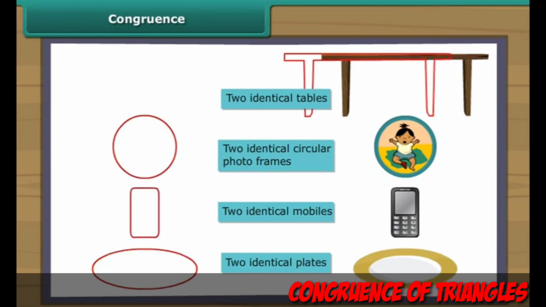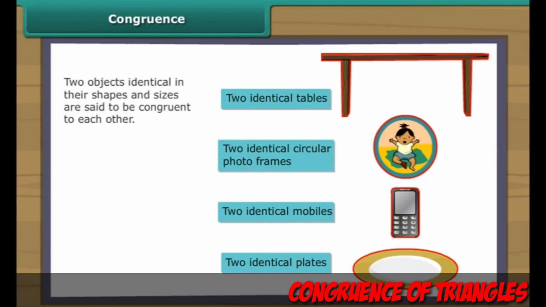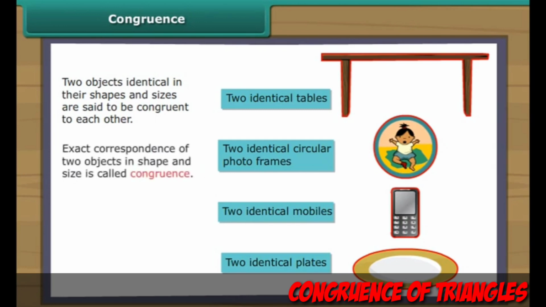Next, we slide the outlines of each pair of identical objects one over the other. What do we observe? The outline at the bottom is invisible. It merges with the outline on the top exactly. Two objects identical in their shapes and sizes are said to be congruent to each other. Exact correspondence of two objects in shape and size is called congruence. This is the symbol of congruence.